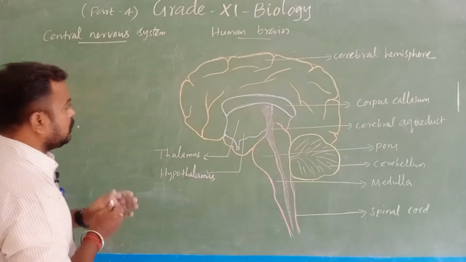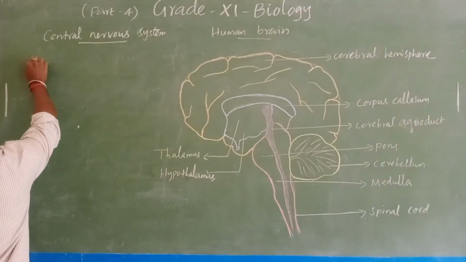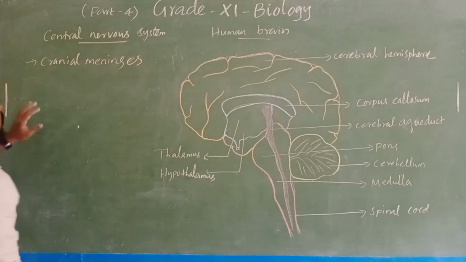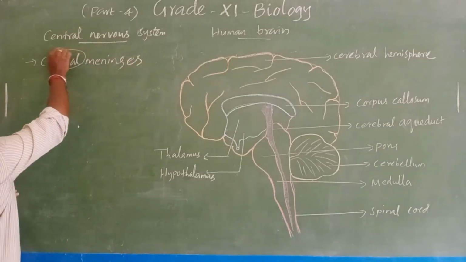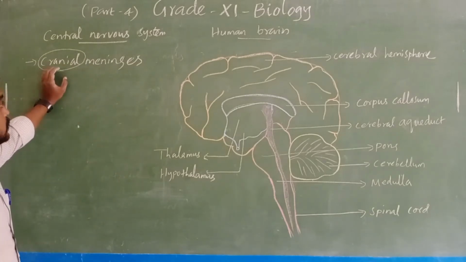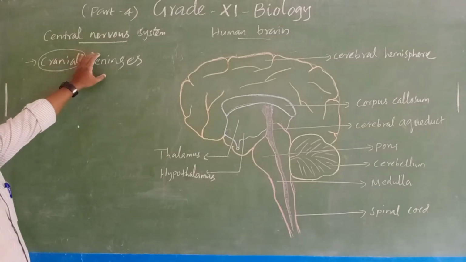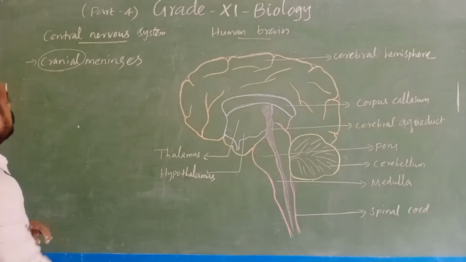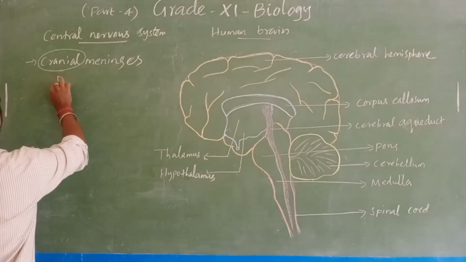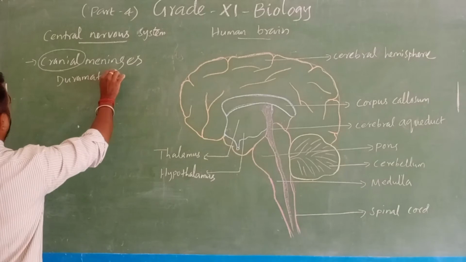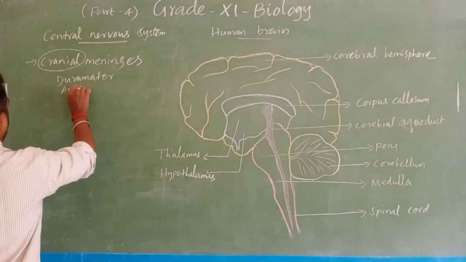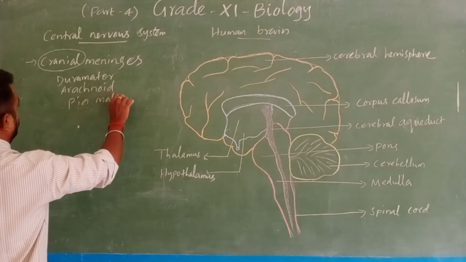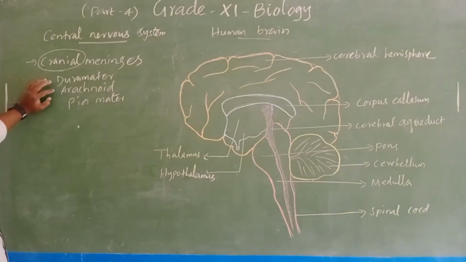What is it called? It is called cranial meninges. Here cranial means skull, and meninges means covering layers. So we have 3 meninges: one is dura mater, then arachnoid mater and pia mater.